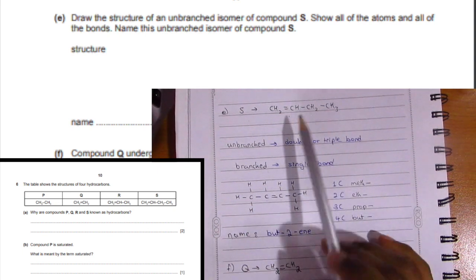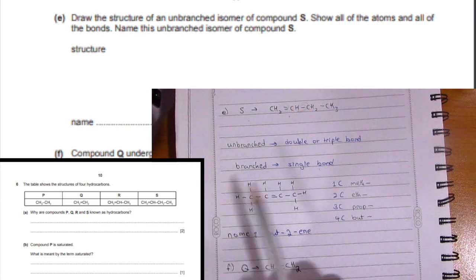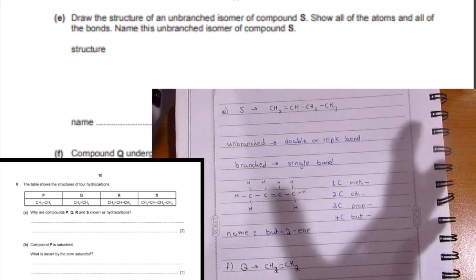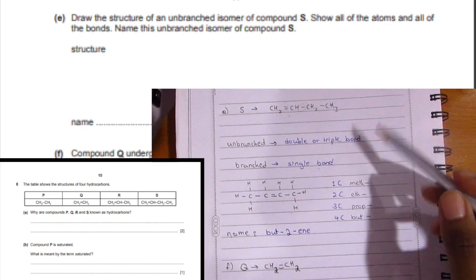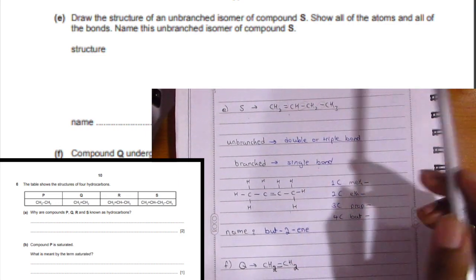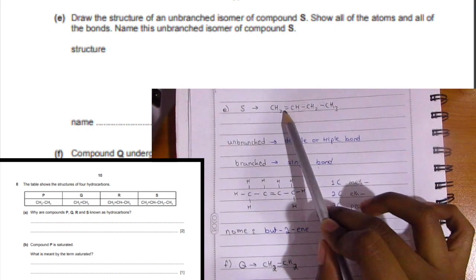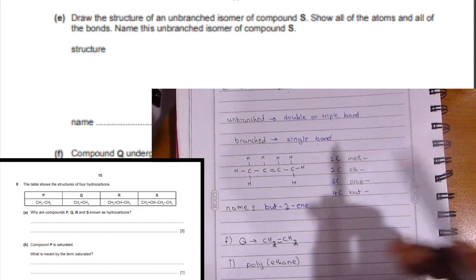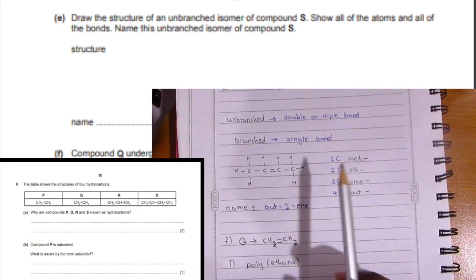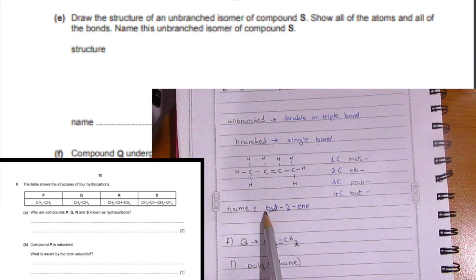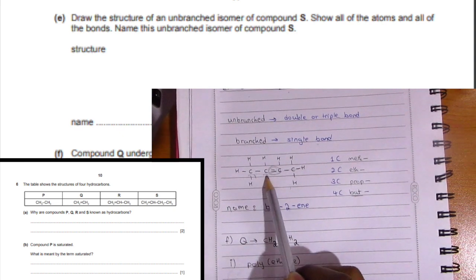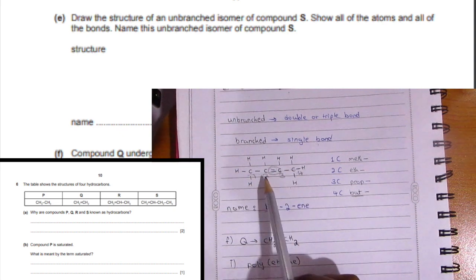So unbranched means that there's a double or triple bond, but when it's branched, it means that it only has single bonds. So now we draw it out, and then we have to name it, right? There are 4 carbons, so that is going to be but, and the double bond is in the second carbon, so that's but-2-ene, because alkenes end with ENE, alkanes end with ANE, and alcohols end with OL, and so on.